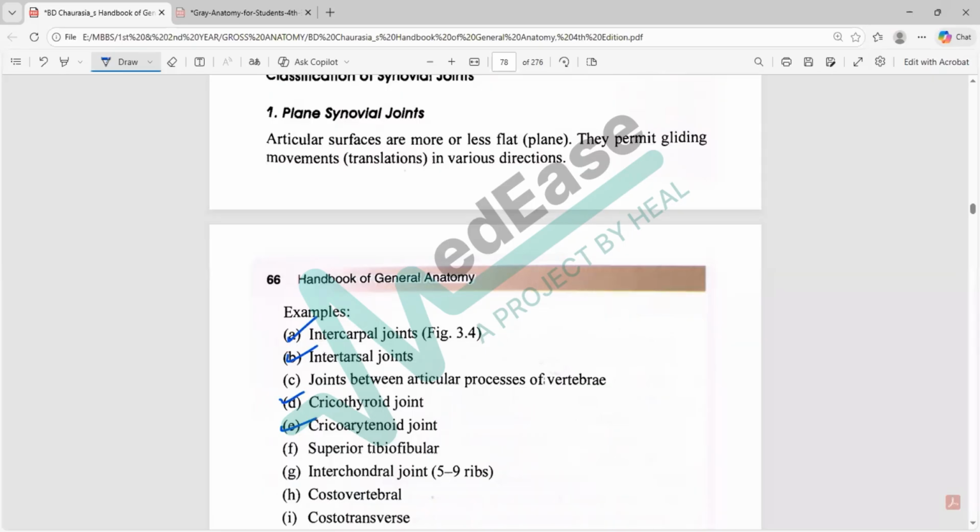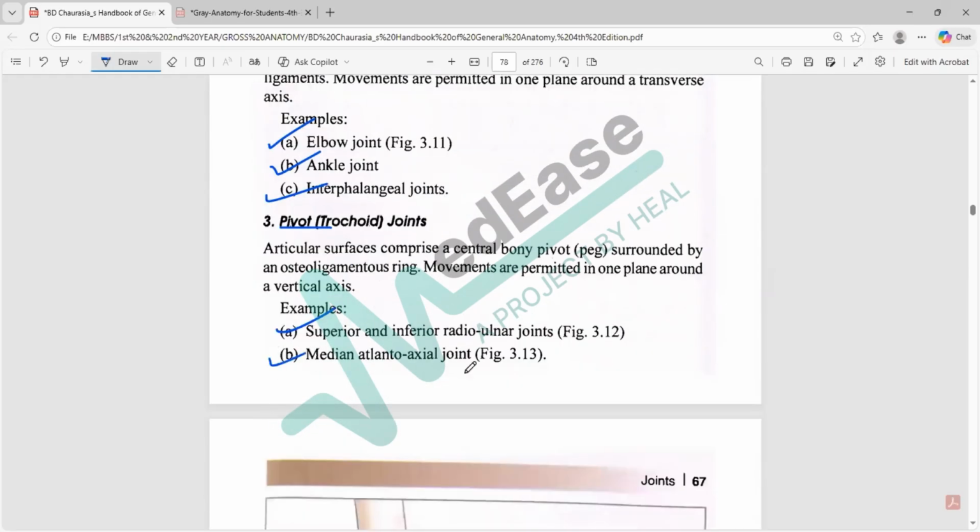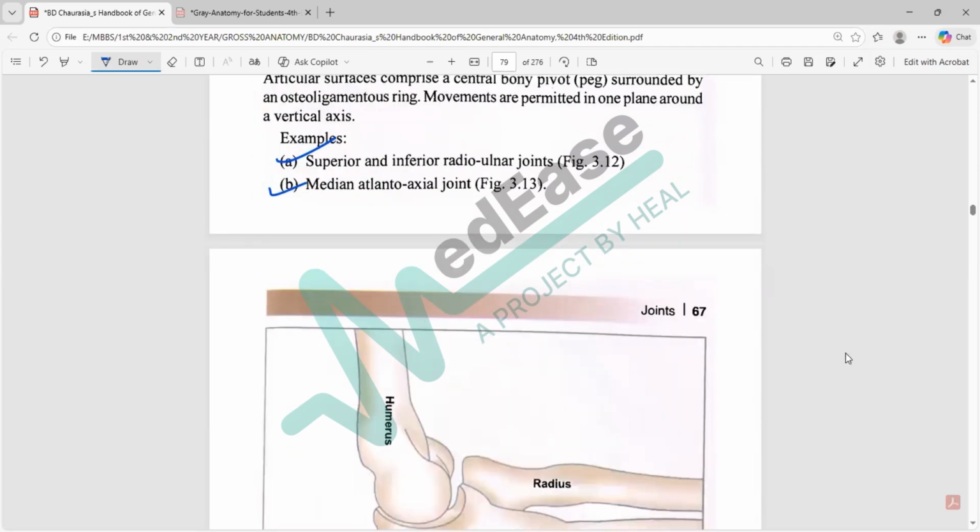Then we have the hinge joints, which provide only flexion and extension. This includes the elbow, ankle, and the interphalangeal joints. Remember, guys, the knee is not a hinge joint at all. Then we have the pivot joints, which allow rotation. We have the superior and inferior radioulnar joints and the atlantoaxial joint. These are normally the pivot joints mainly.